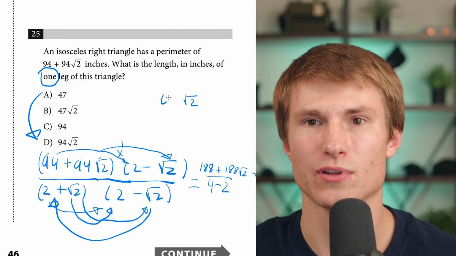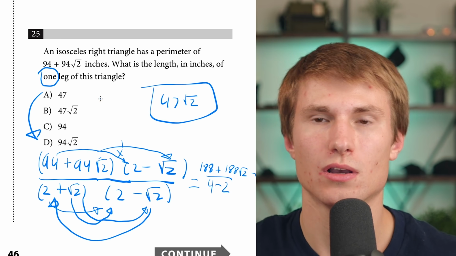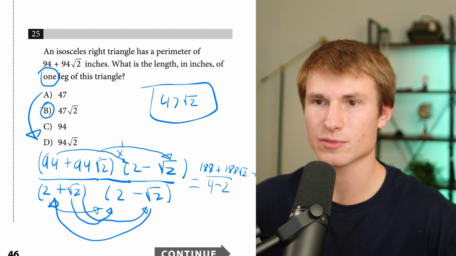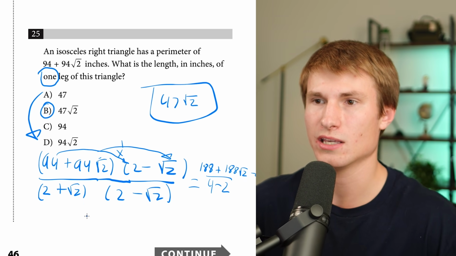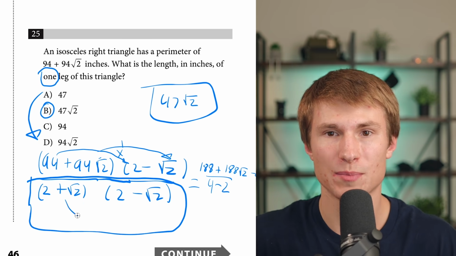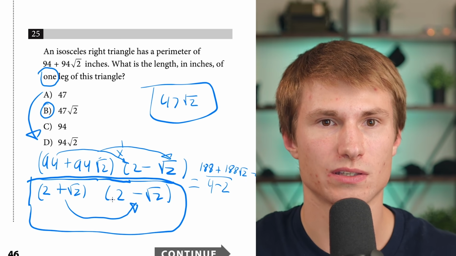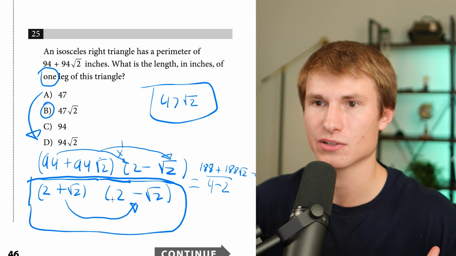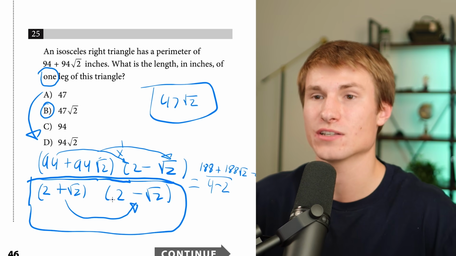And now we are left with our answer of 47 root 2. So that's how you solve it if it is free response. The key thing being right here, down in your denominator, you have to multiply by flipping the sign within that parentheses in order to get that difference of squares. So that's the key to solving this if it is free response.